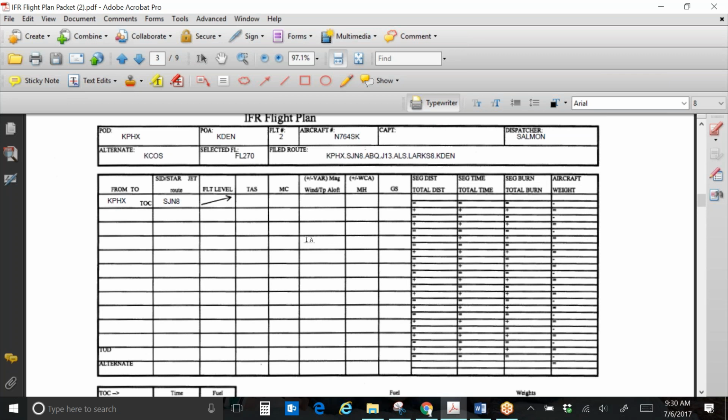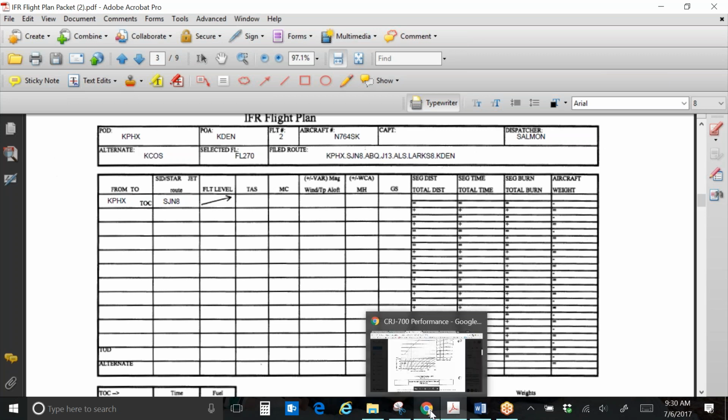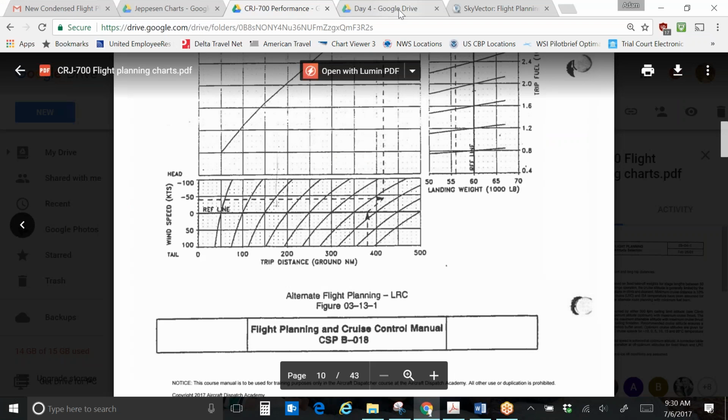So what I need to start out with here is Phoenix to top of climb. So based on that, the very first thing I'm looking at here, doing my climb out segment, is I need to know what ISA chart I'm using to climb out of Phoenix. So we need to know what ISA is in Phoenix. So I'm going to first go to my weather packet.